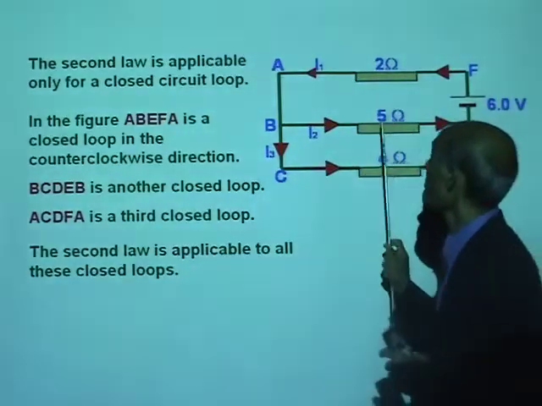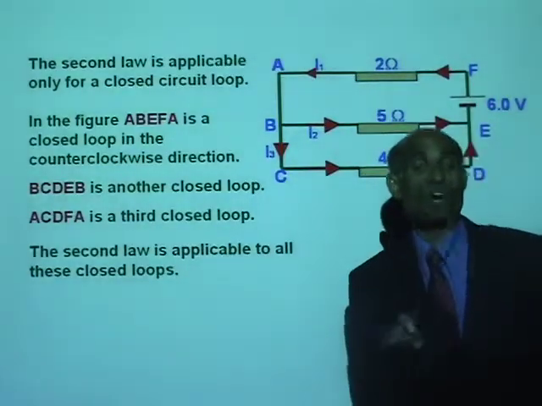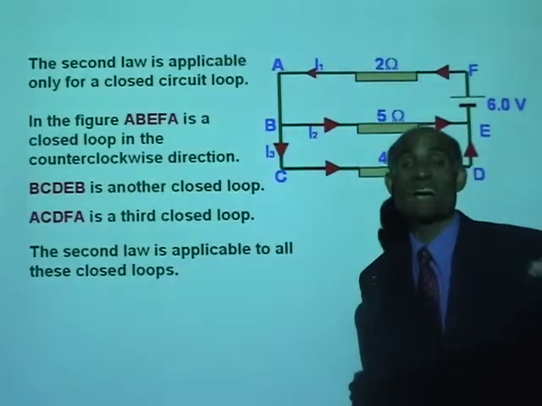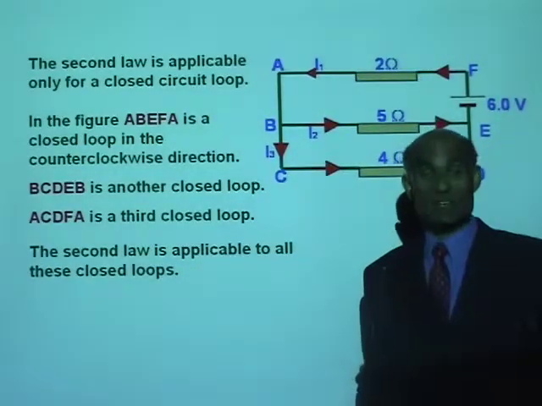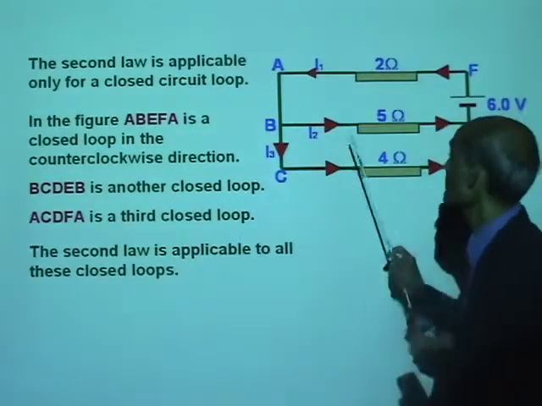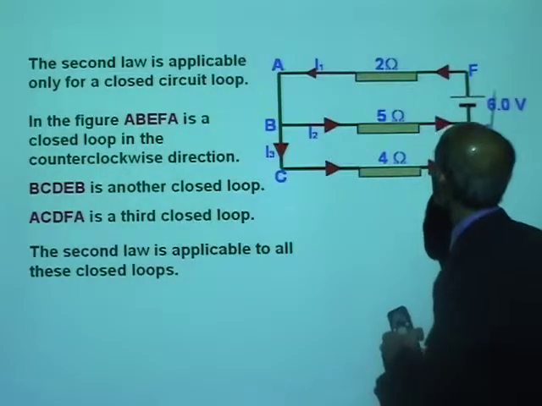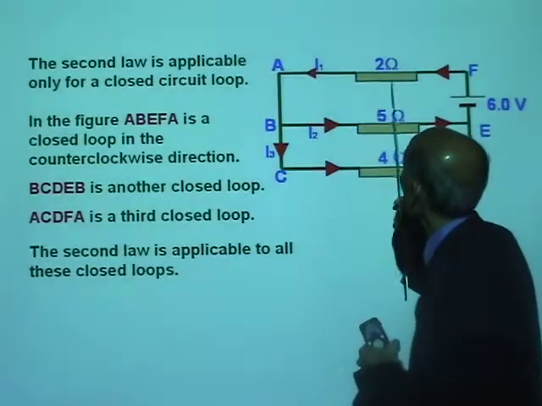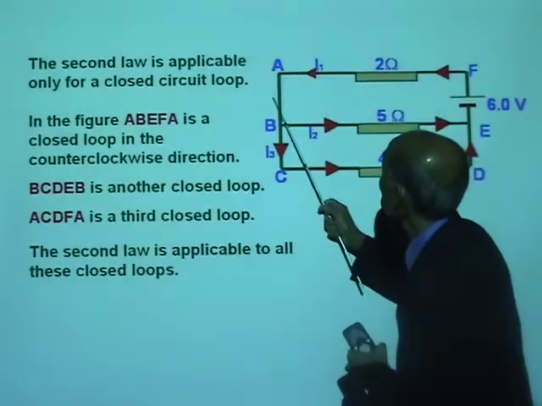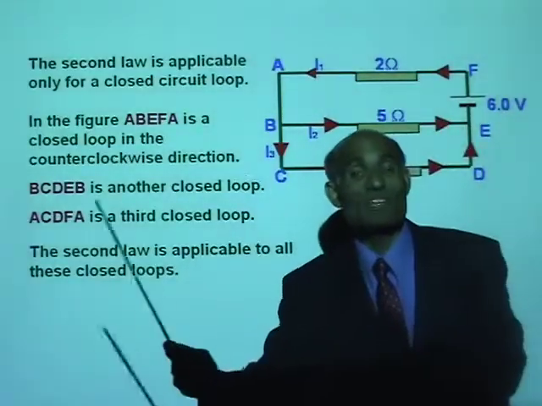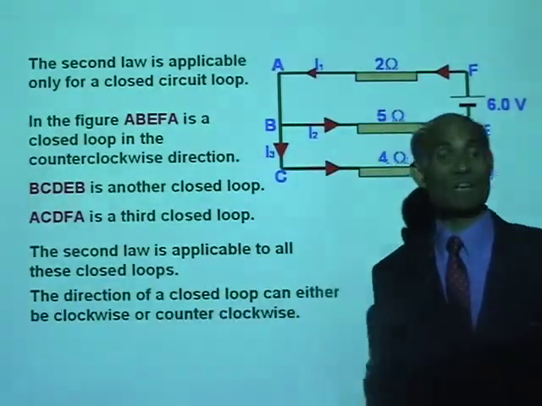If you now find the potential drop across each using the sign, you got to assign positive or negative. I'll be telling you that in a minute. If you now add the potential drop across the 5 ohm to the potential drop across the cell to the potential drop across the 2 ohm in this closed loop, the law says that must be equal to 0. That is the second law.